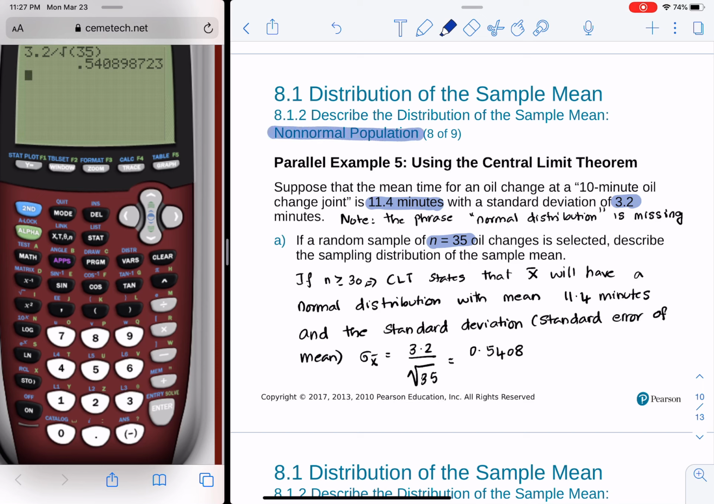So even though the phrase normal distribution is missing in this problem, in the sense we are looking at a non-normal population, we have a sample size that is 35, and 35 is greater than 30. So what does central limit theorem state? It states that x bar will have a normal distribution with mean 11.4, and the standard deviation, which is the standard error of the mean, would be 3.2 divided by the square root of 35, which is 0.5408. And that is the sampling distribution of the sample mean.